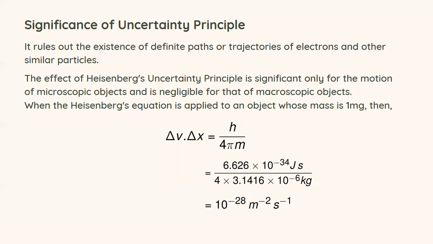So this means that the uncertainty is very, very less. Delta V into delta X, that is the uncertainty in the velocity and the position, is very less.